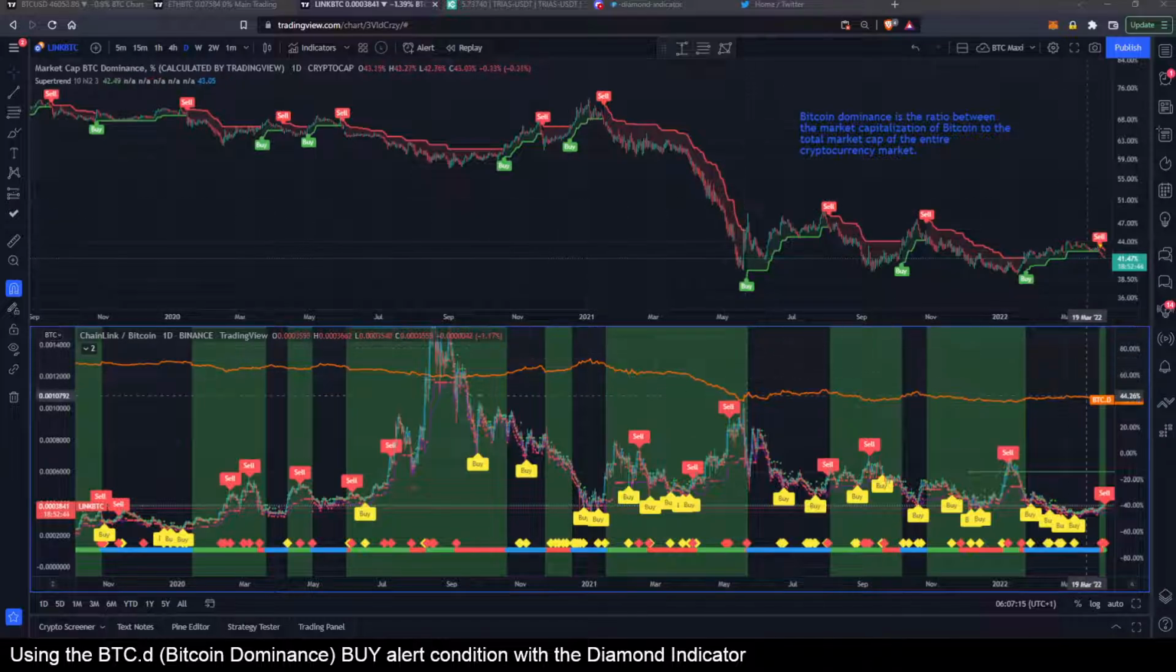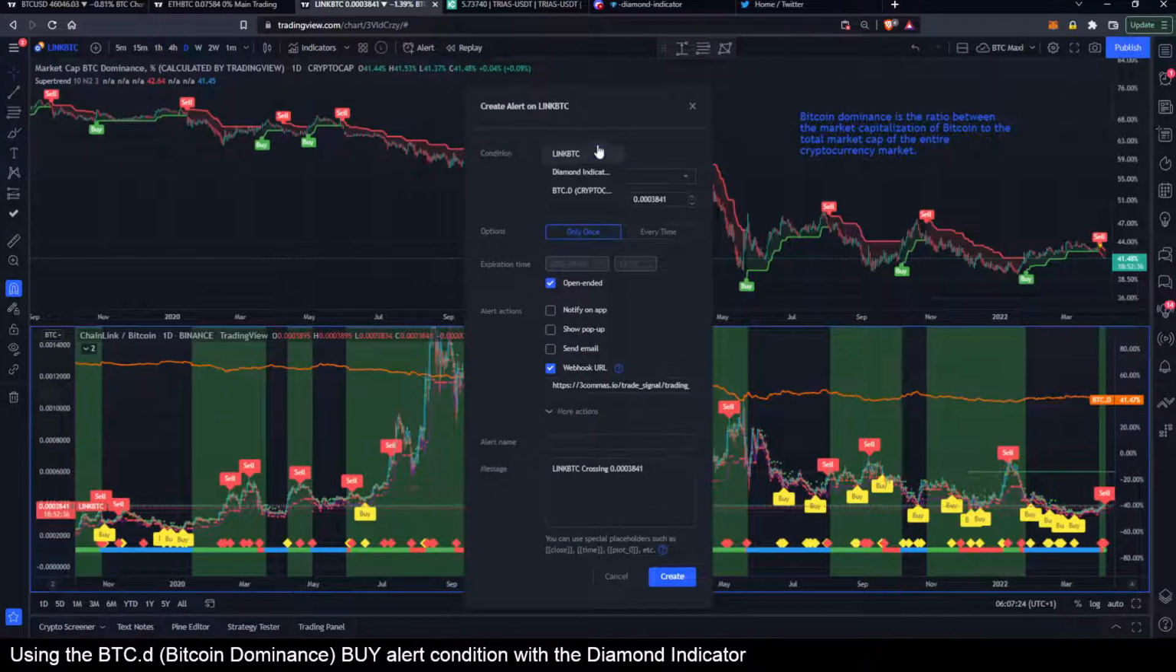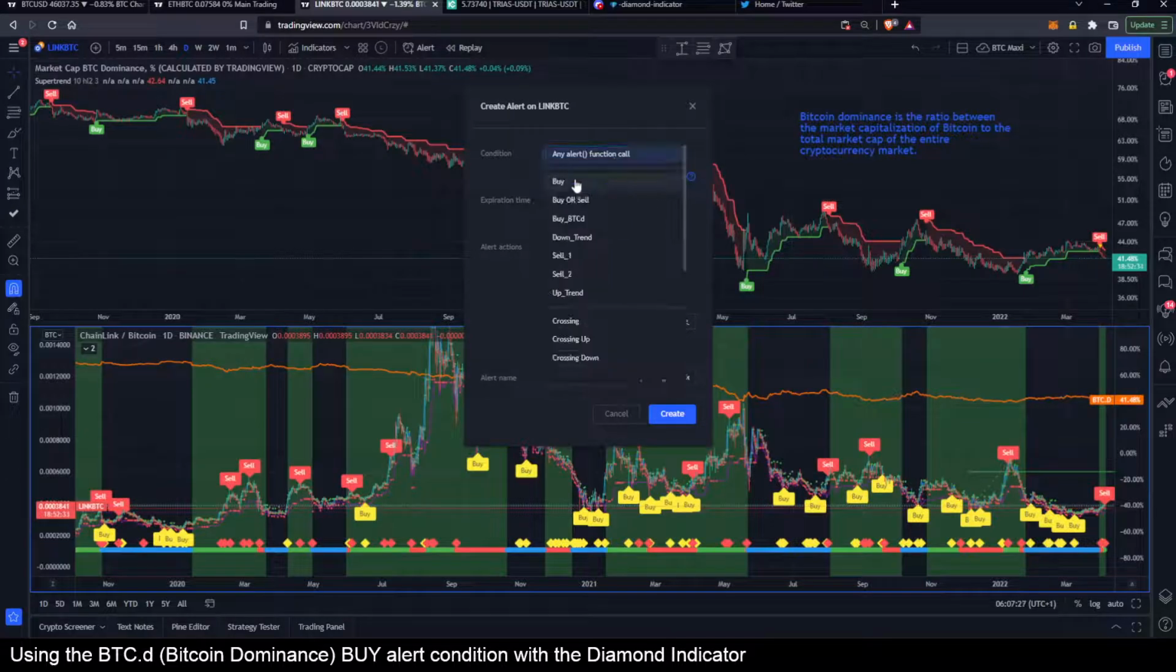I've had a few questions recently regarding the alert conditions available on the diamond indicator. So I'll just show you what they are. These are the alert conditions available on the diamond indicator.